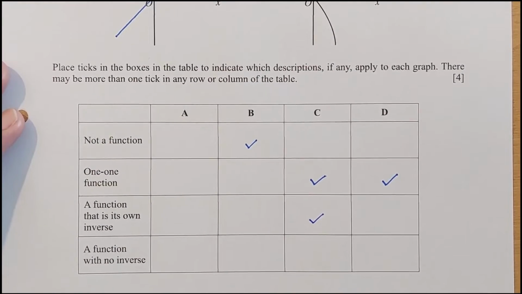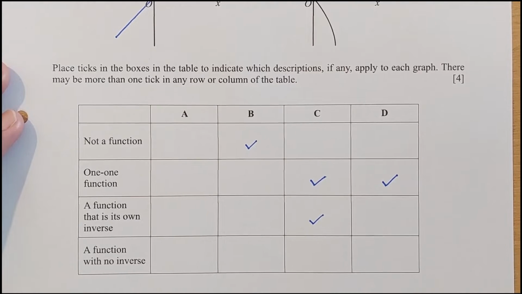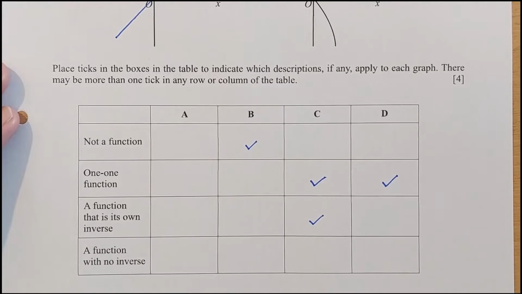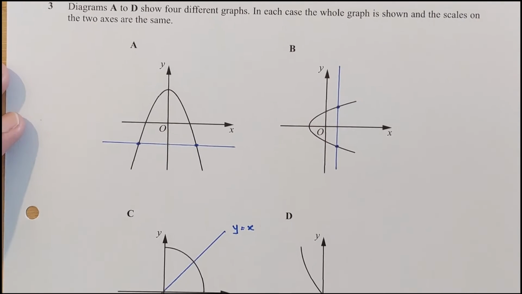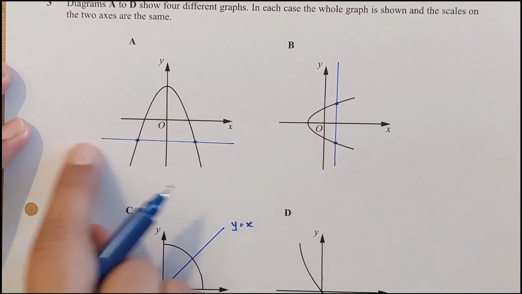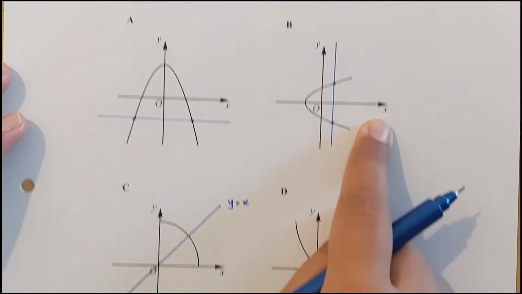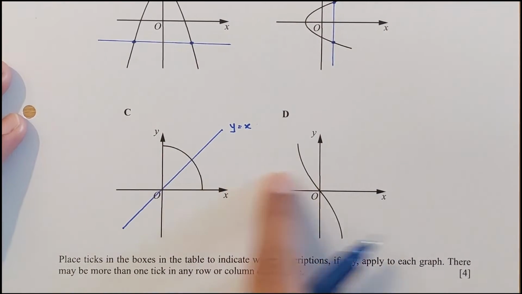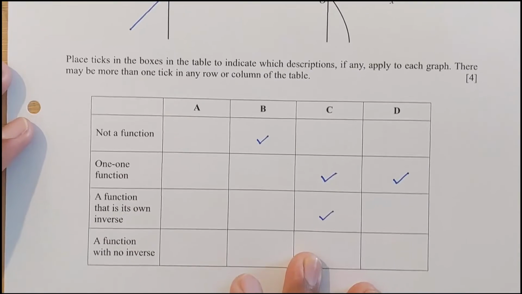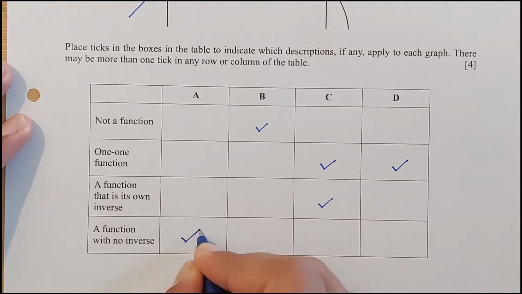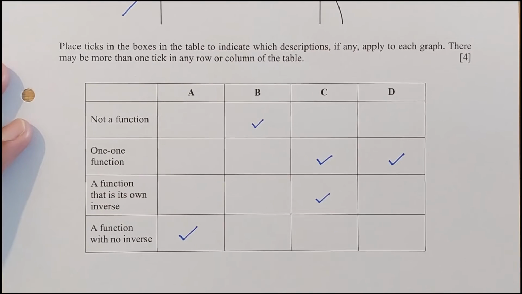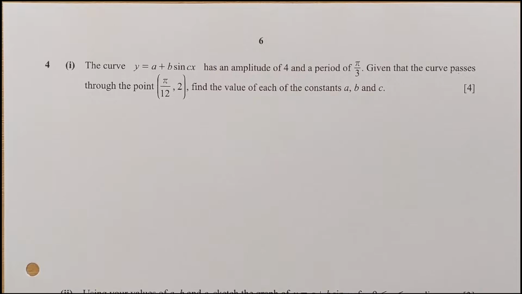Right, now for the last one, a function with no inverse. Okay, the function does not have any inverse when it does not satisfy the horizontal line test, right? Okay, so as you can see, A does not satisfy the horizontal line test. So A does not have an inverse function. B has an inverse function, C has an inverse, and D has an inverse because they satisfy the horizontal line test. So A does not satisfy the horizontal line test, so it has no inverse.